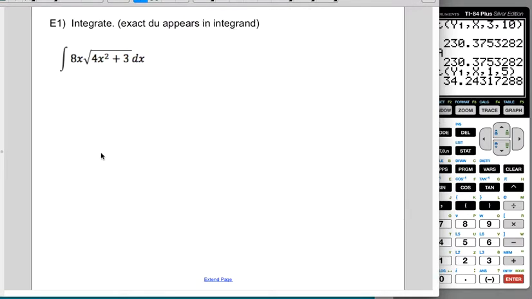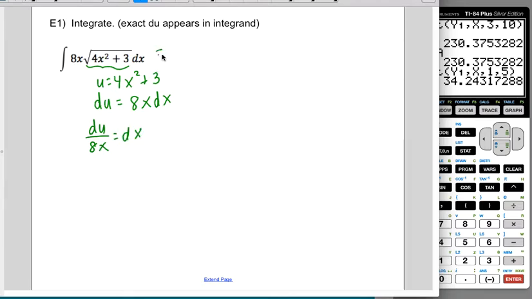Here, I'm going to call the inside function u. My u is going to be the 4x squared plus 3, the thing on the inside of another function. In this case, it's on the inside of a square root. I'm then going to find du. My du is going to be the derivative of 4x squared, which is 8x dx, because the 3 is gone. That differentiates to 0. And I'm going to solve for dx. So du over 8x is going to be my dx.